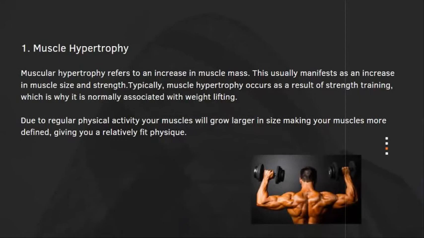So muscular hypertrophy refers to an increase in muscle mass. This usually manifests as an increase in muscle size and strength. Typically, muscle hypertrophy occurs as a result of strength training, which is why it is normally associated with weightlifting. Due to regular physical activity, your muscles will grow larger in size, making your muscles more defined, giving you a relatively fit physique. So, the keyword here is increase in muscle mass.